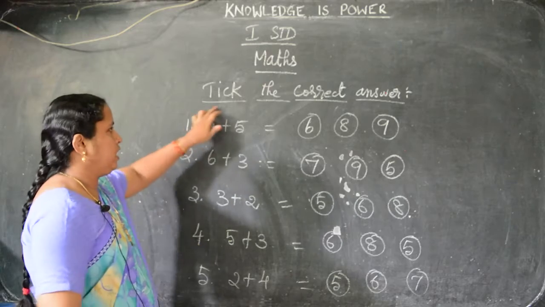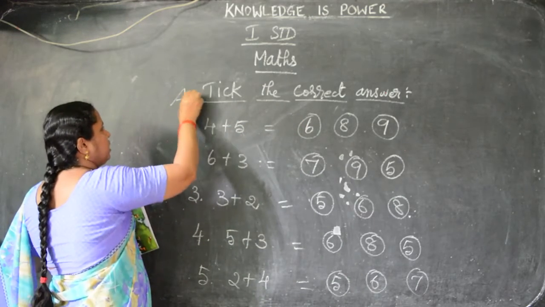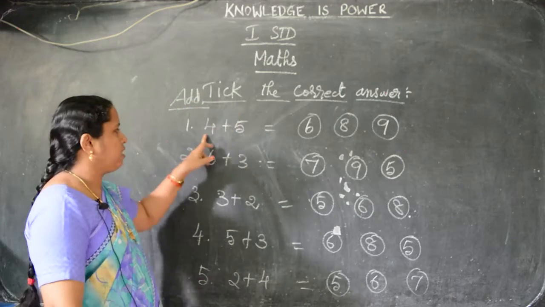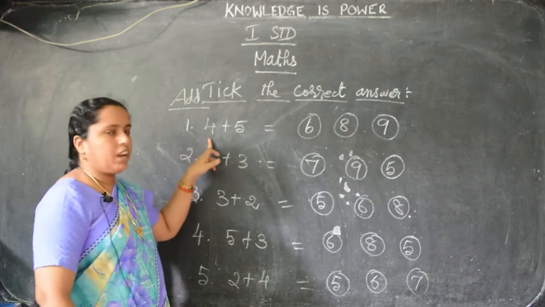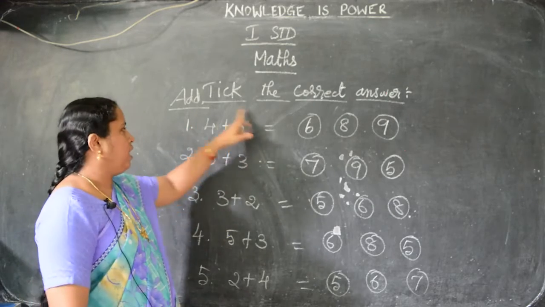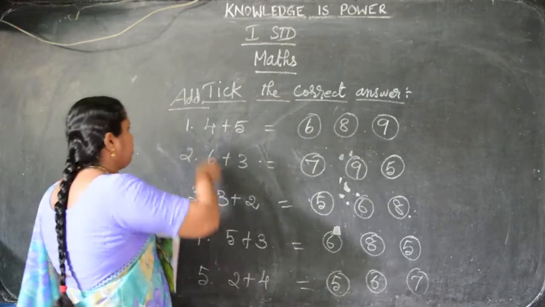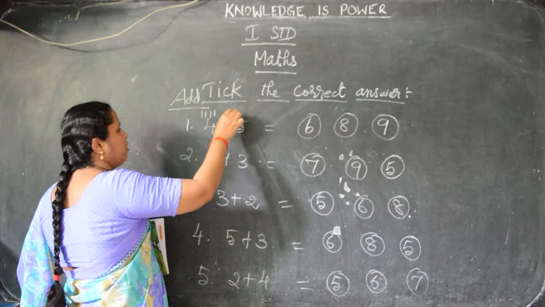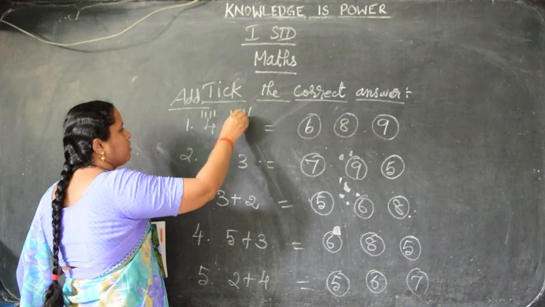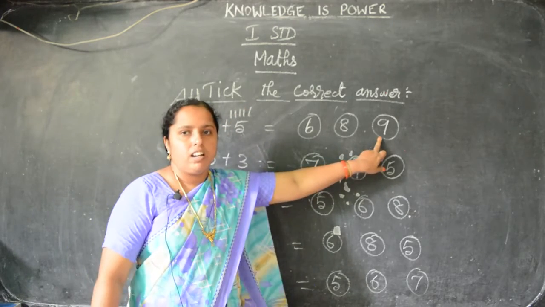Here children, tick the correct answer. You should add and tick the correct answer. 4 plus 5. Should add 4 plus 5 for 4 lines, 5 lines. Count and tick the correct answer. Here see, 1, 2, 3, 4. 1, 2, 3, 4, 5. So 1, 2, 3, 4, 5, 6, 7, 8, 9. So answer is 9. You should tick here 9.